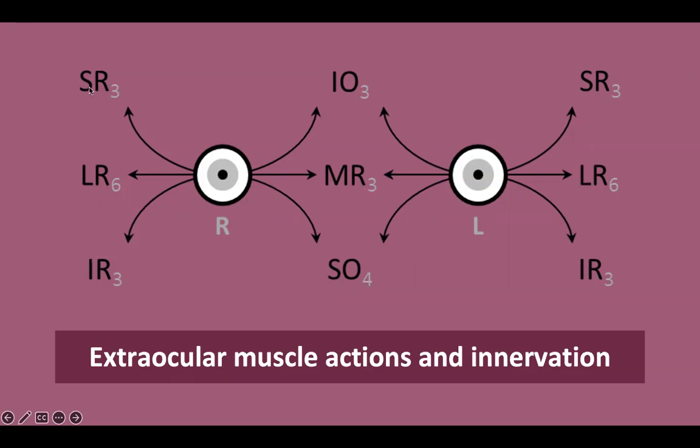Superior rectus, inferior rectus, superior oblique, inferior oblique, and their innervation, as we said before: all are innervated by the oculomotor nerve, the third cranial nerve, except for the superior oblique, innervated by the trochlear nerve, and the lateral rectus innervated by the abducent nerve, or what's called SO4-LR6.